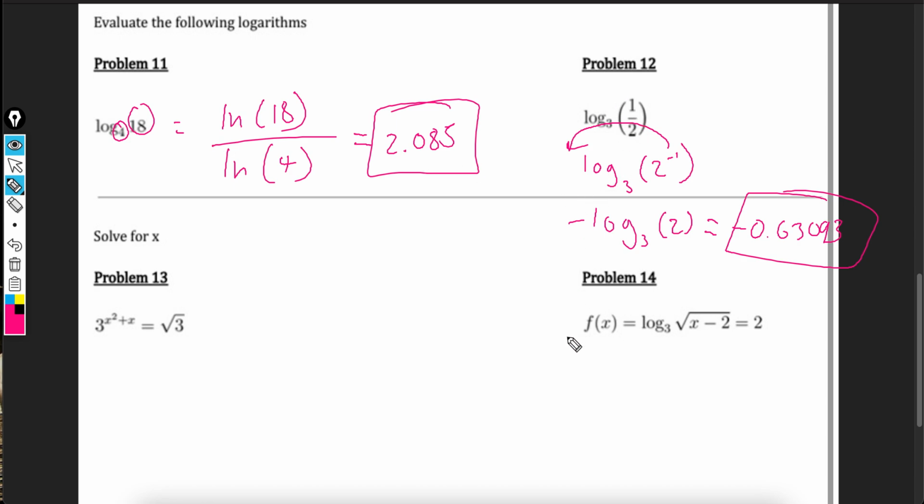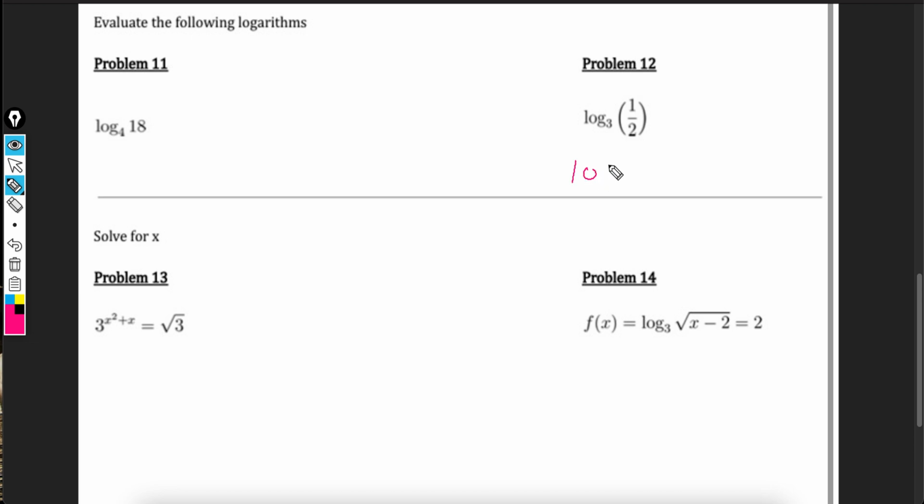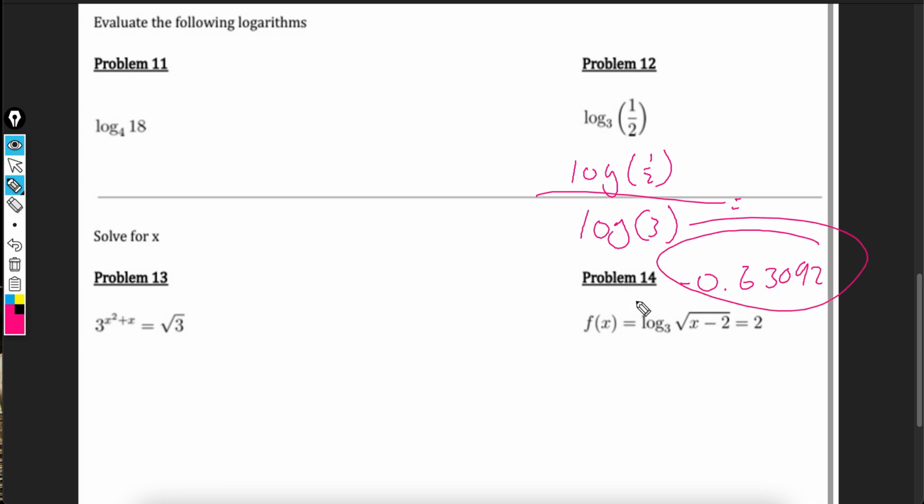This one right here, another way we could do this one, let me erase everything. We could just do this, log 1/2 all over log of 3. Once again, it still equals, you can check me on your calculator. Same thing as before. Nothing has changed. And this one, yeah, we already did log 18 over log 4, which gives the 2.08.